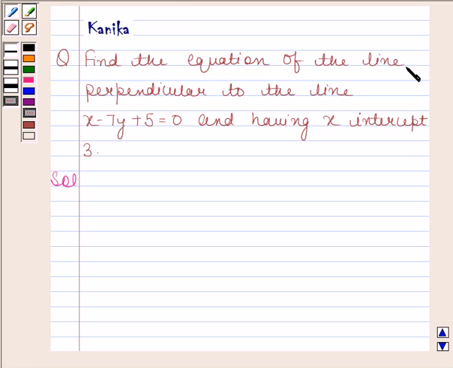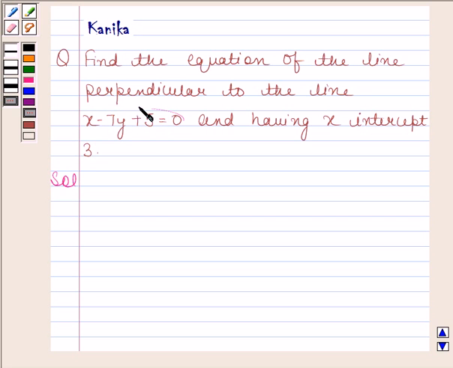In this question, we have to find the equation of line which is perpendicular to the line x minus 7y plus 5 is equal to 0. We know that the product of slopes of two perpendicular lines is minus 1. We can determine the slope of this given line. So after finding the slope of this given line, we can easily determine the slope of the required line. And since the required line has x-intercept 3, it will definitely pass through the point (3, 0). Then finally we will substitute the value of slope and the point in the equation y minus y1 is equal to m into x minus x1.